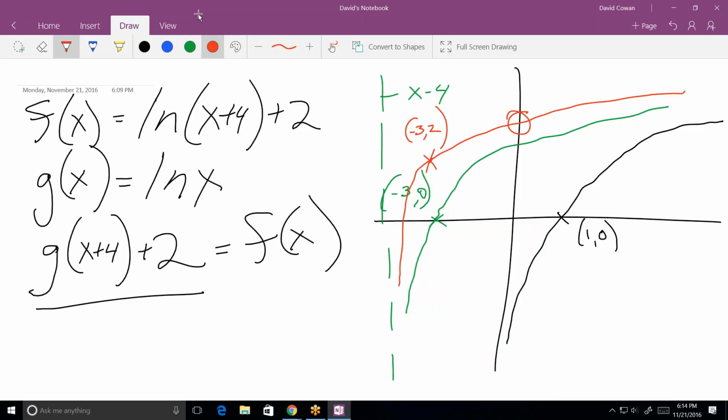Well, then that means you've got natural log of 4 plus 2 is this value right here. That value is 0, comma, natural log of 4 plus 2. And that is the correct way to write it. It looks kind of funny because your y-coordinate is made up of 2 different numbers, but that's the only precise way to write it. You could look up natural log of 4 in a calculator and put down a decimal approximation, but this is mathematically the best way to write it.